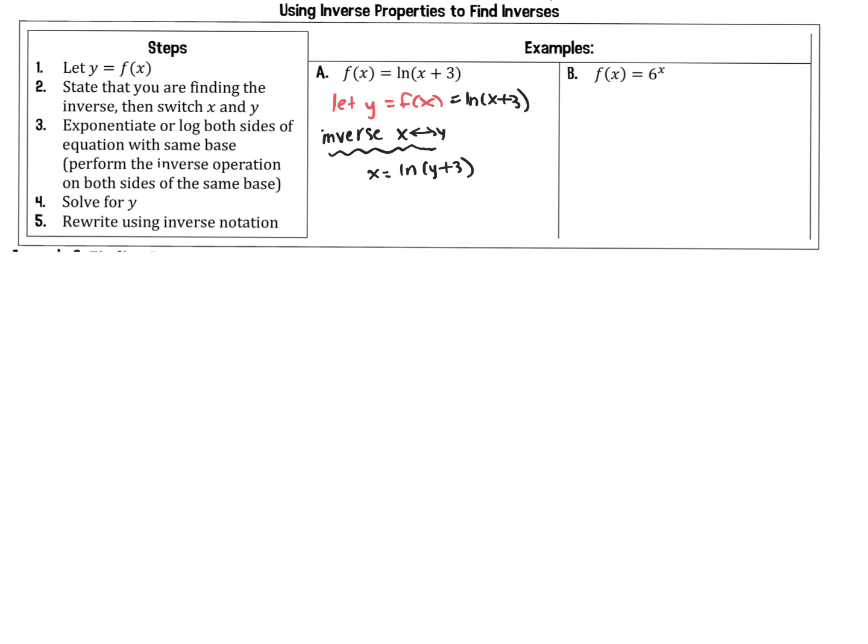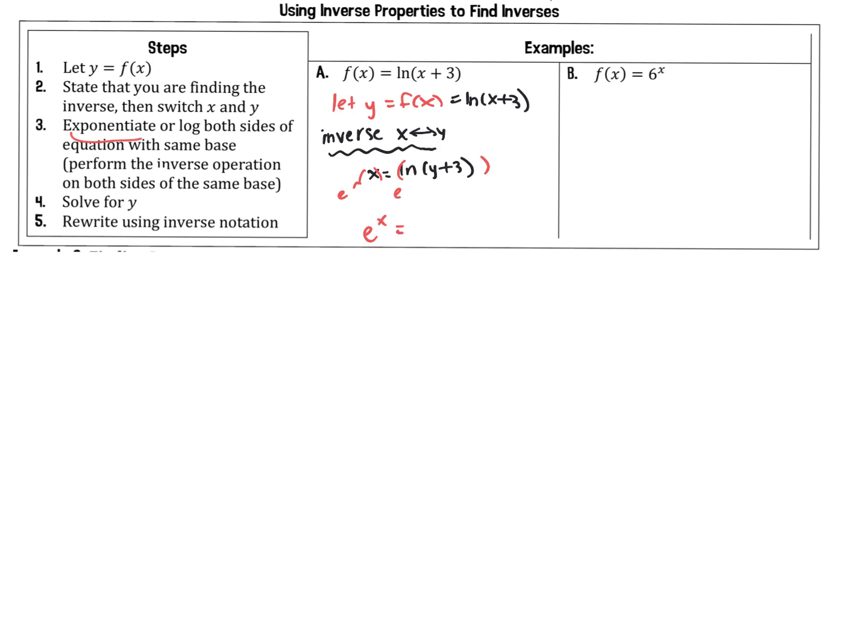In order to get it out, we need to get out of logarithmic form. So the way that we can do that is we can exponentiate both sides, meaning what's the inverse of natural log? It's e. So I'm going to say e to the power of this and e to the power of this. So on the left-hand side, I'm going to have e to the power of x.